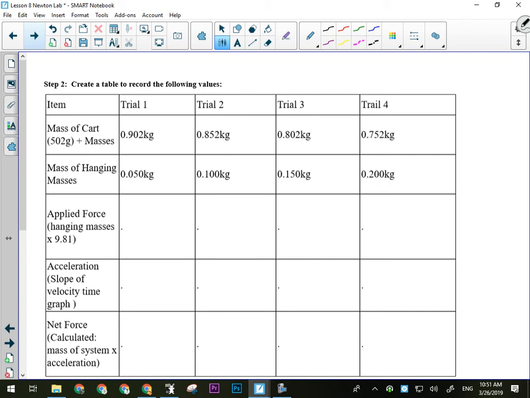Now, when you are releasing the cart, you don't want to get your hands in front of the sensor. So hold it down below and from the side. Have the person who's running the app tell you when to release it. Release it. The other person catches it at the end.